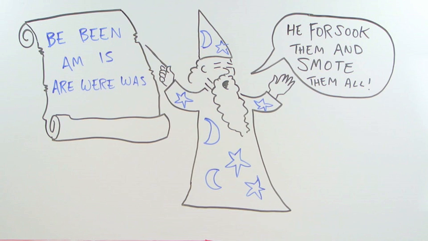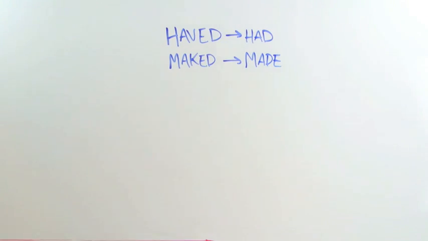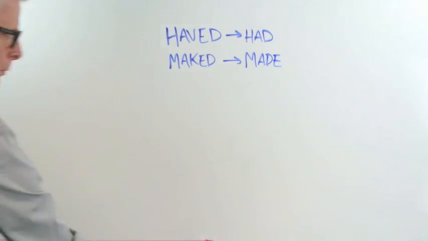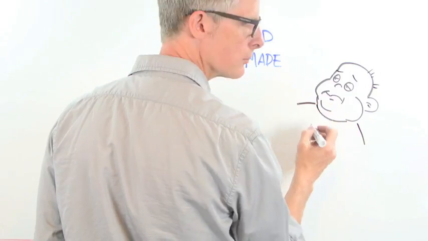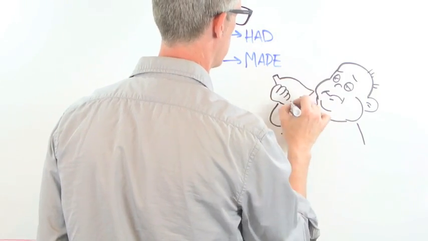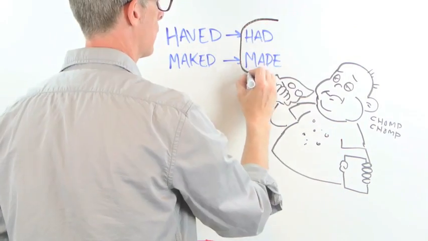And the pressure to change isn't all one way, from irregular to regular. Had and made were once haved and maked. Sometimes, when a regular verb is very frequently used, it can lose some sounds, making it become irregular. Why keep pronouncing those extra consonants if you really don't need them? Had and made are good enough.